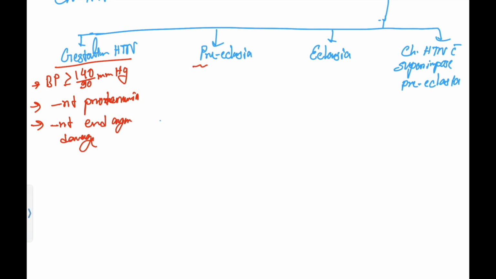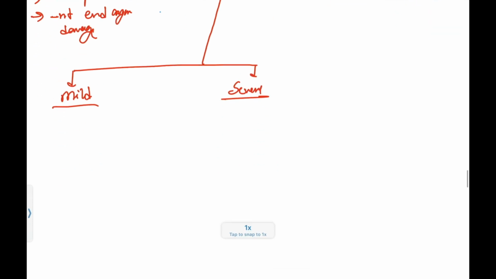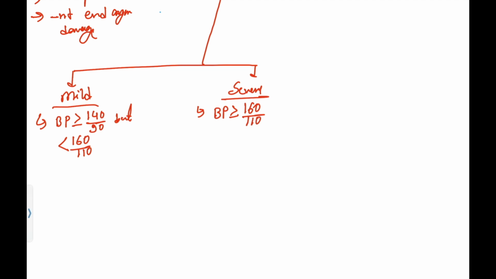Now, what are the features of preeclampsia? Preeclampsia is of 2 types. One is mild, another one is severe. Okay? Now, mild means BP will be more than or equal to 140 by 90 mmHg but less than 160 by 110. But in case of severe preeclampsia, BP will be 160 by 110.